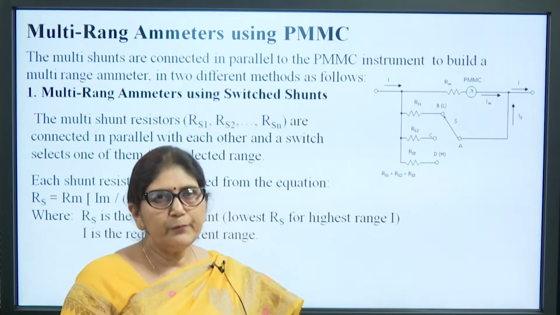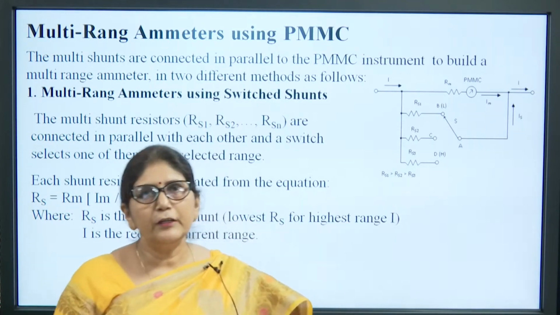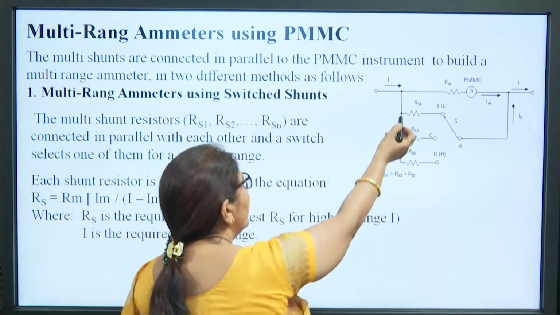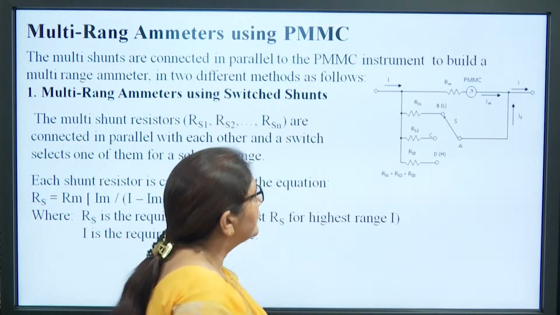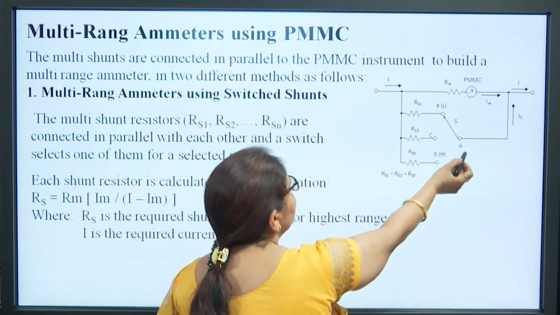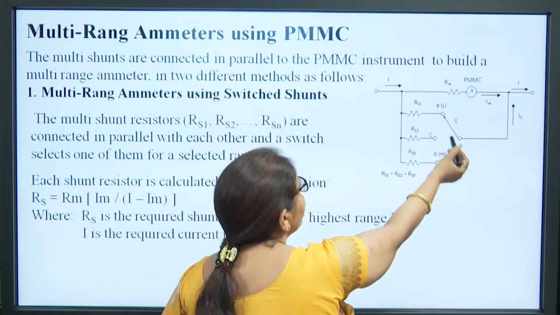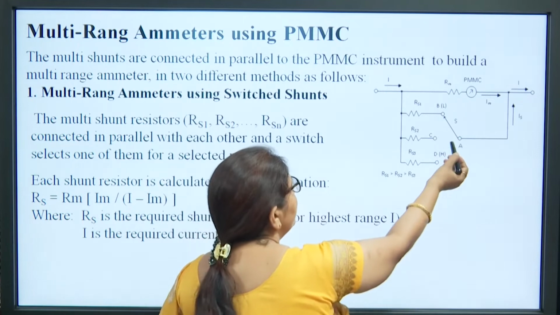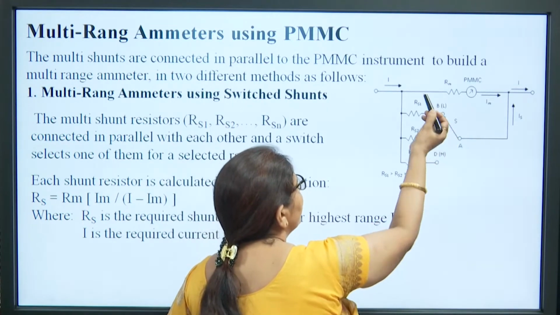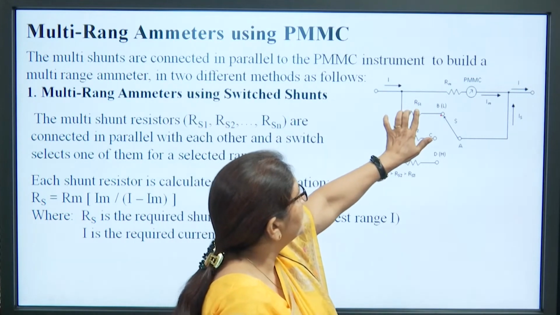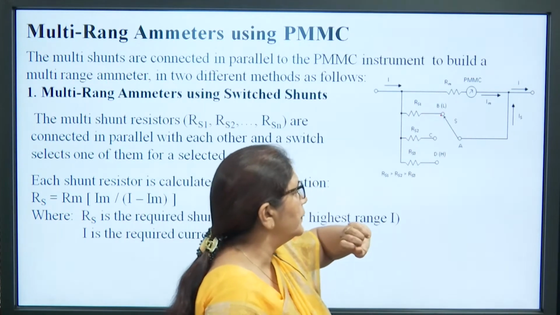We can use two types of arrangement. The first is the multi-range ammeter using switched shunt. So, there are a series of parallel resistances, and this is the PMMC instrument. So, there is a pointer, there is a connecting switch. So, when this switch connects, suppose it is connected to the first position, this means RS1 is in parallel to this PMMC instrument.